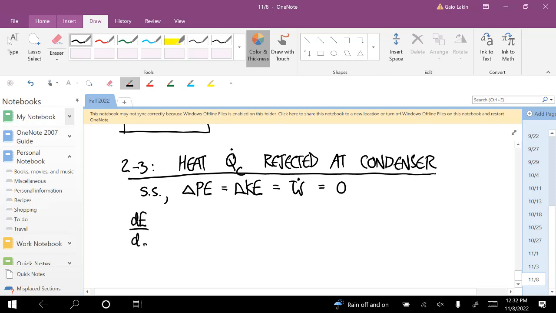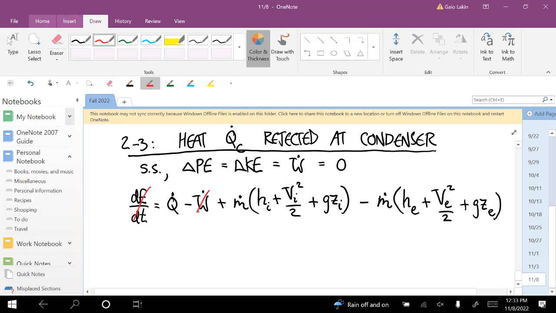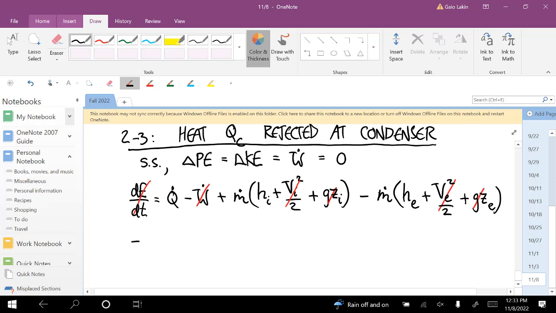Start again with the first law for control volumes. dE/dt is equal to Q dot minus W dot plus m dot times the quantity hi plus Vi squared over 2 plus g zi, minus m dot times the quantity he plus Ve squared over 2 plus g ze. Make all the cancellations. This time what you're left with is Q dot, enthalpies, and the mass flow rate. And you get negative Q dot over m dot is equal to hi minus he.